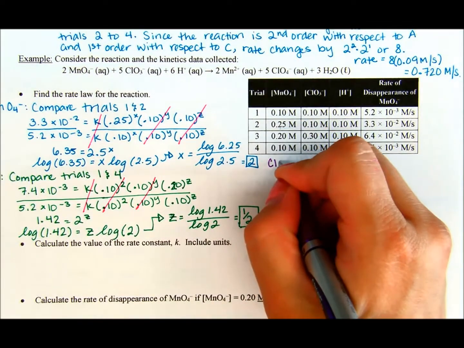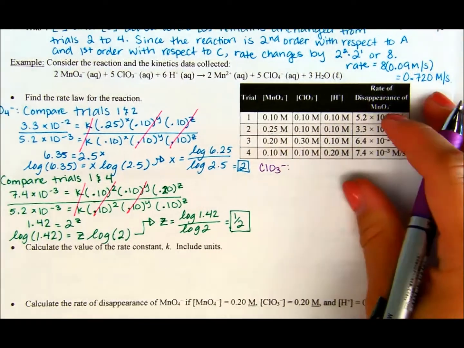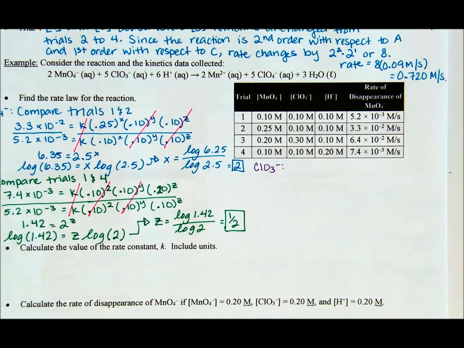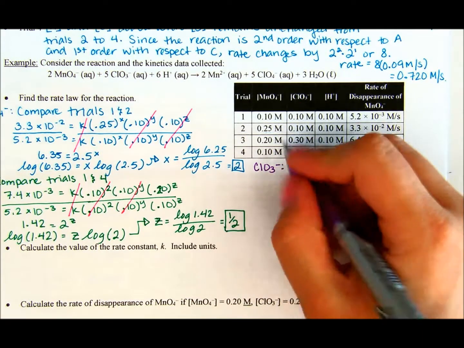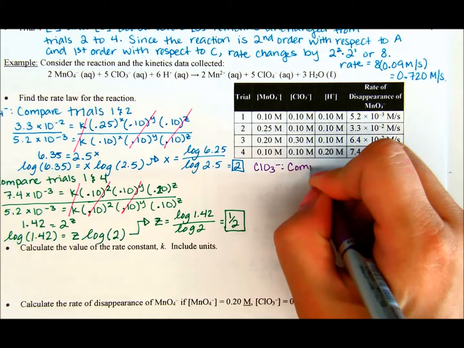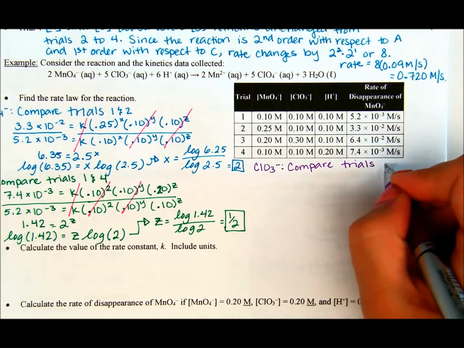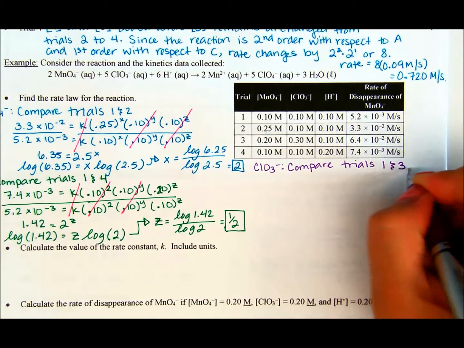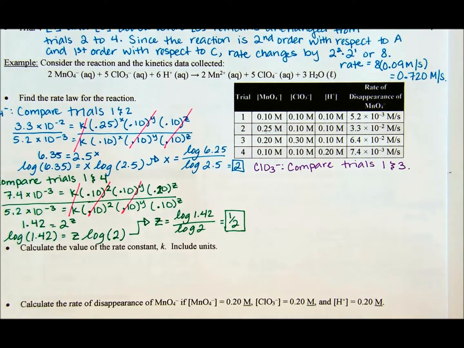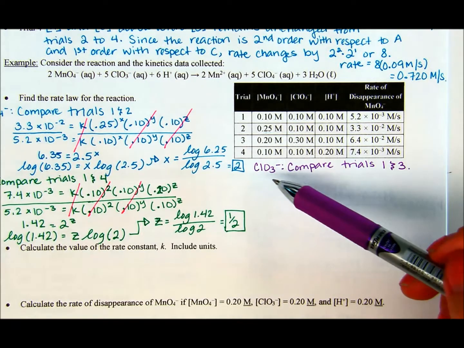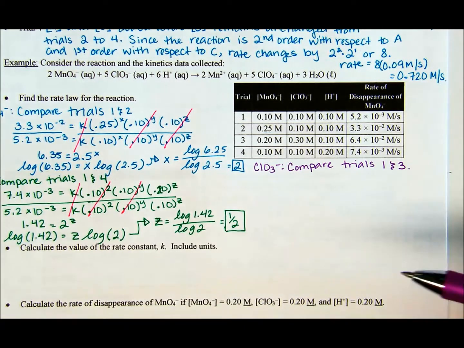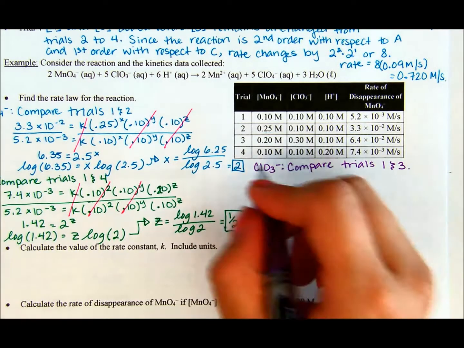Okay? Let's do our ClO3 minus. So again, go ahead and pause the video and see if you can figure out what this is. Okay, so you should have chosen to compare two trials. In this case, I chose trials 1 and 3. So there aren't two trials that just have the ClO3 changing and nothing else. So we want ClO3 changing, and we're going to have to deal with something else changing too. So I chose trials 1 and 3.